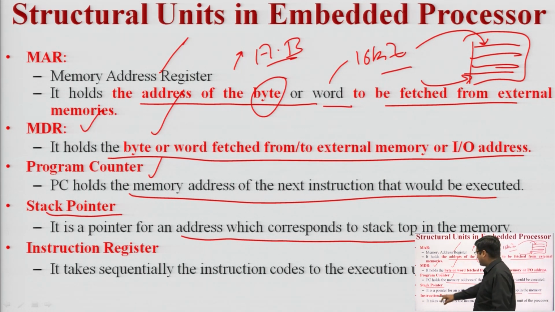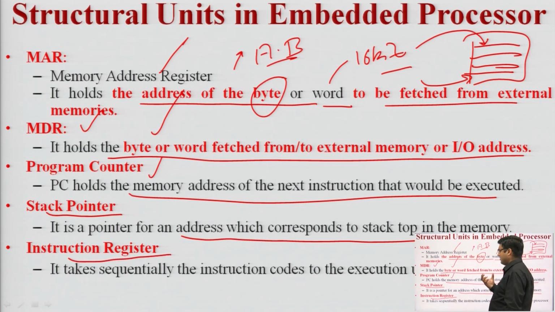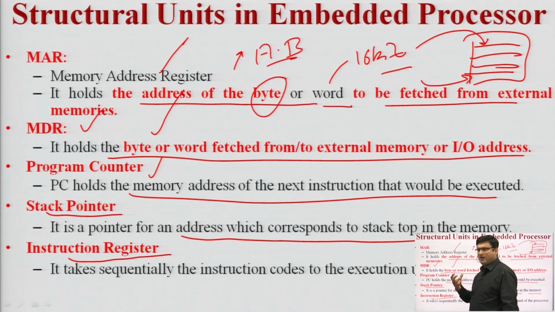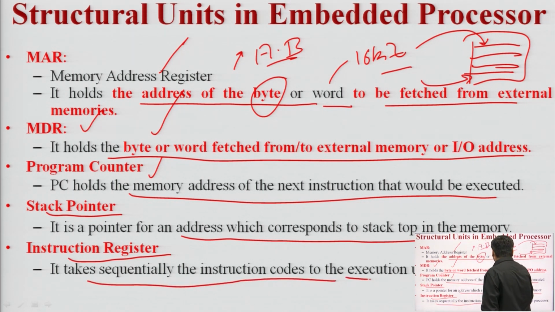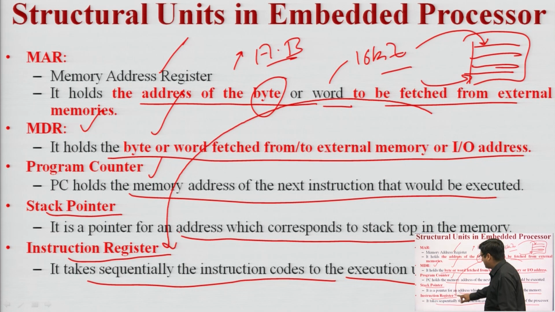Instruction register: basically it is a register which can store many instructions on a temporary basis. It takes the instructions sequentially and passes the codes to the execution unit of the processor. So if any processor fetches data from the buses, it will store this in the instruction register.